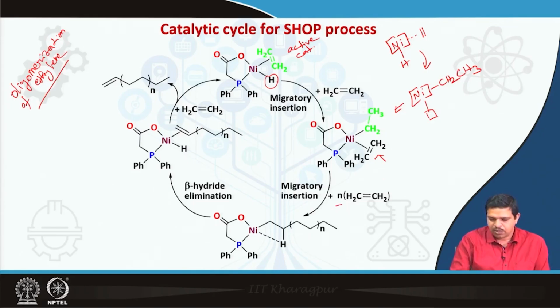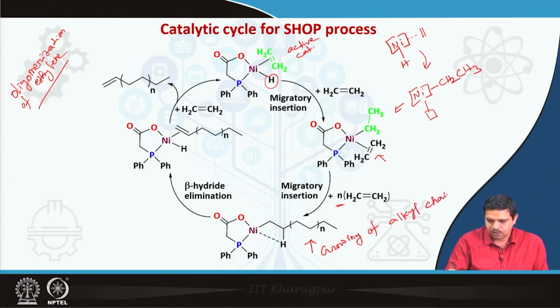There will be repetition, let's say n number of alkene insertions, then this will grow. So this site is the growing alkyl chain. Now these are the alkyl groups. Now I have to get back my olefin, the alpha olefin. How will it happen? We know that if there is a beta hydrogen, beta hydride elimination is very favorable for transition metals.